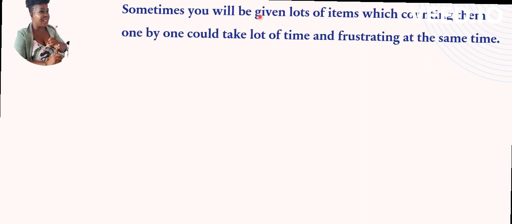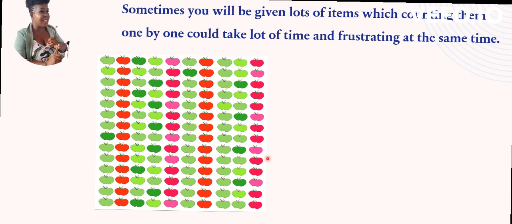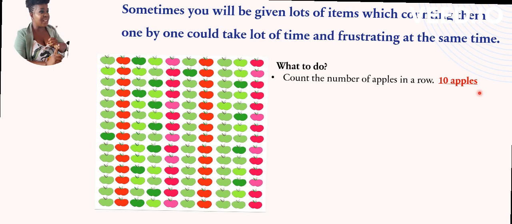Sometimes you will be given lots of items which counting them one by one could take a lot of time and be frustrating at the same time. What is it that we are supposed to do? Count the number of apples in the first row. We will get 10 apples. Count the number of rows. You will notice that there are 14 rows of apples, meaning we have 14 rows of 10 apples in each.